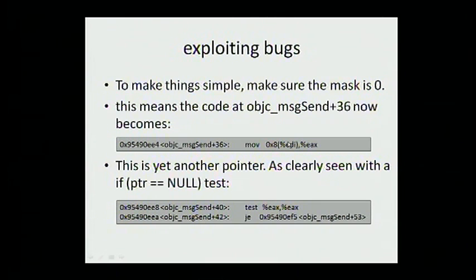So you want to make sure the mask is 0, and so things become a lot easier to do. Once that one's referenced, another pointer is read from it. And it's very clear that it's a pointer, because the first thing they do is, once it's referenced, they say, is this a null pointer or is it not a null pointer? If it's a null pointer, you don't want to go down that path, because that one doesn't lead to code execution. So you want to make sure it's not a null pointer.